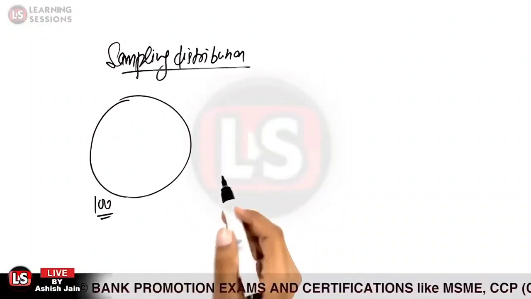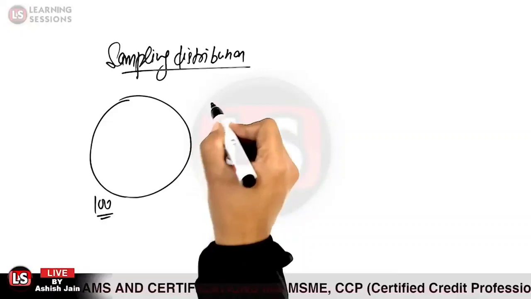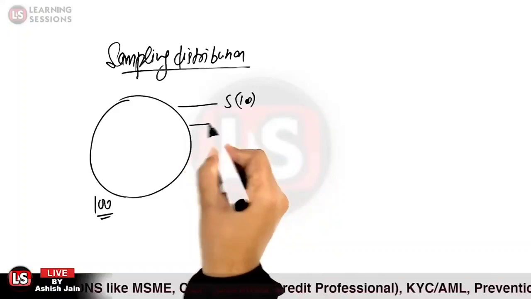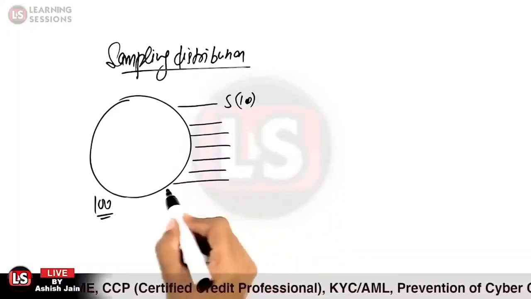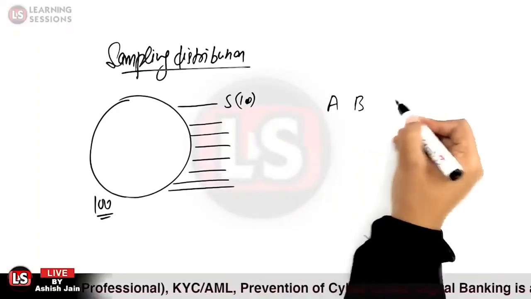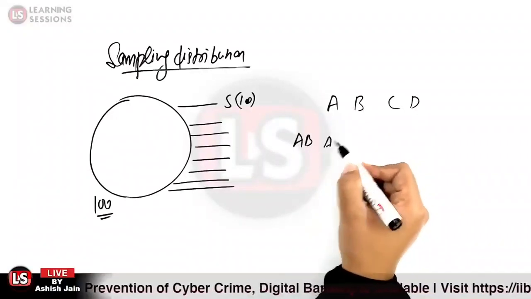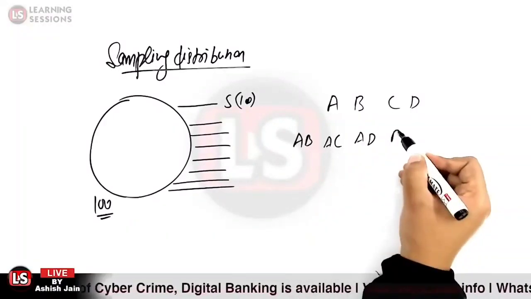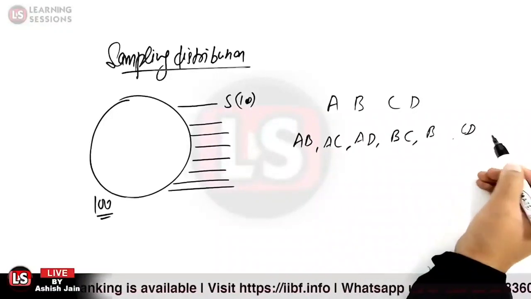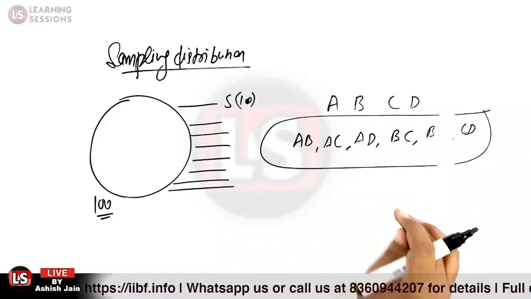Let us take the case that we select 10 entities in a sample, so we will be forming each and every sample of 10 entities. Let us take the same case where we had 4 students A, B, C, D, and we formed the 6 pairs: AB, AC, AD, BC, BD, and CD. These were the total outcomes. Now we have all the samples which could be formed out of the population itself.